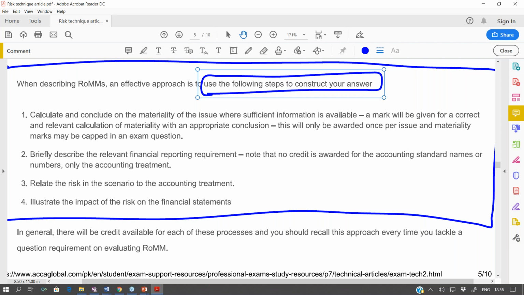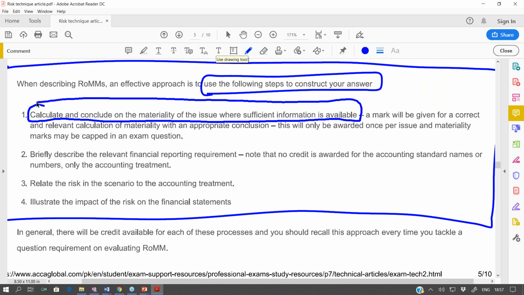See, what is the first thing the examiner is saying when you're attempting a question on risk of material misstatement, when it relates with an accounting treatment, right? Which is the major part. Number one, calculate and conclude on the materiality of the issue where sufficient information is available. So examiner is saying the first thing you have to do is to calculate and conclude on the materiality of the issue where sufficient information is available.